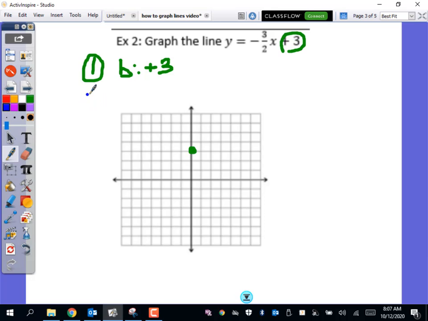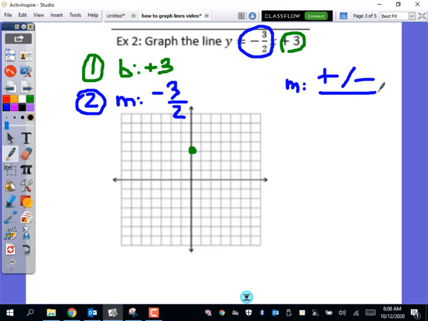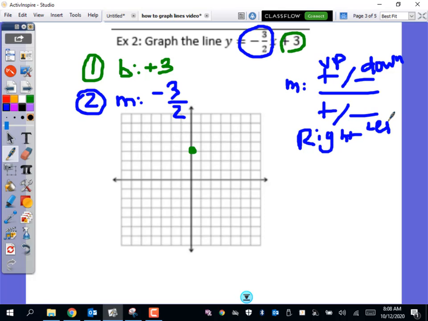Perfect. Second step. What is the slope? So what's my m? So my slope is the coefficient, so I'm looking up here. The number next to x I can see is -3 over 2. So now I'm going to graph, and we're remembering for slope, positive, negative over positive, negative. Positive on top means up, negative on top means down. Positive on bottom means right. Negative on bottom means left.